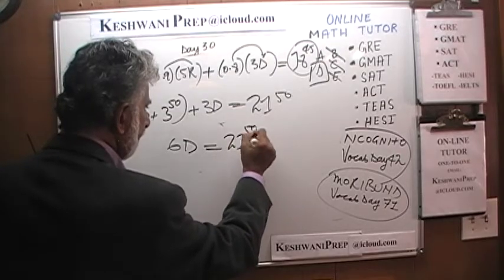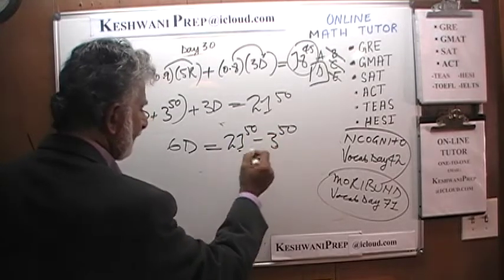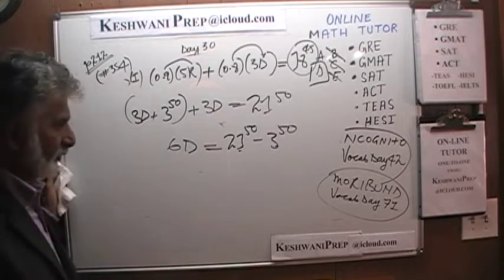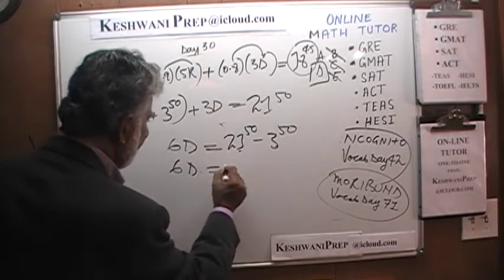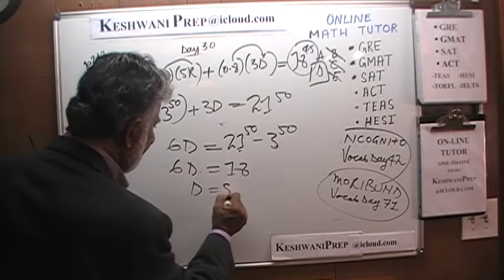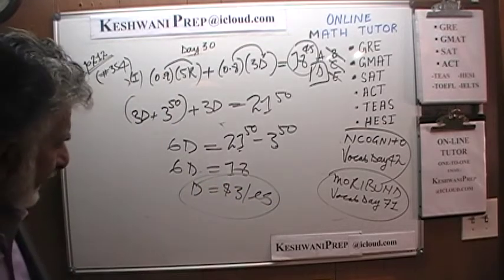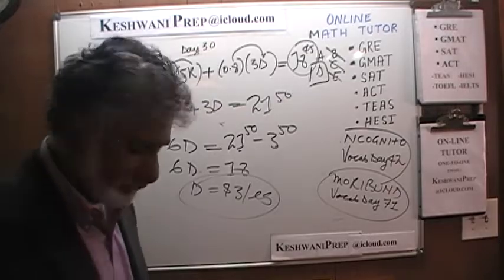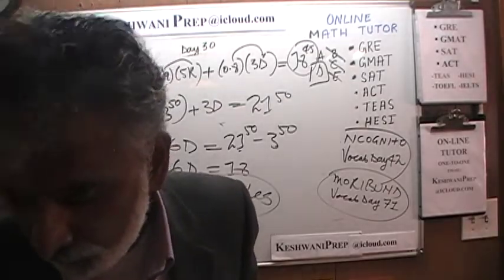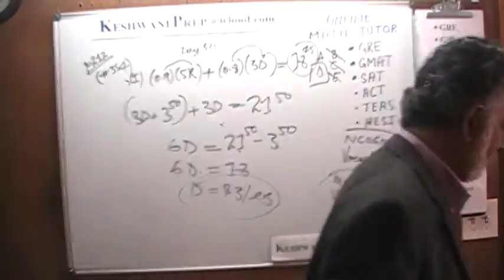2150 minus 350, so it's just 21 minus 3. 21 minus 3 is 18. There you go, it's very simple. 6D is equal to 18, which means the decaffeinated coffee costs $3 per pound. It costs $3 per pound.